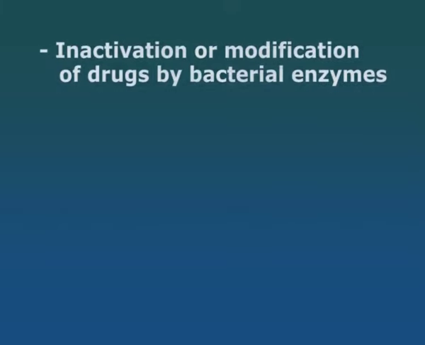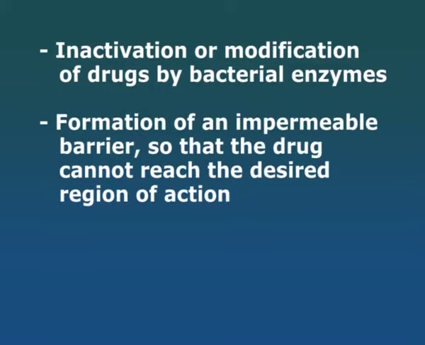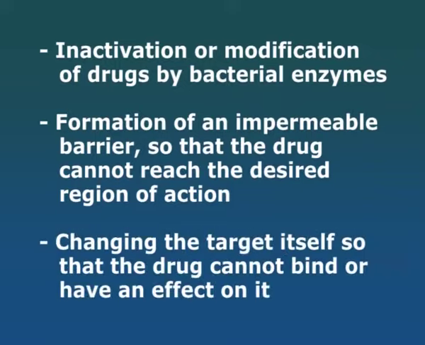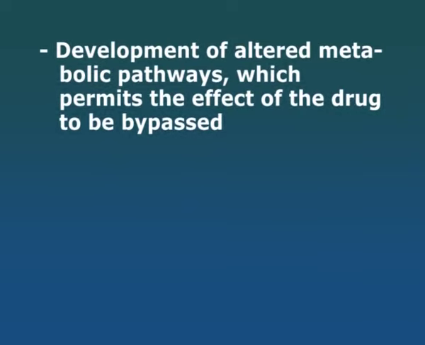The biochemical mechanisms of internal and acquired resistances are identical and can be explained as the result of one of the following four reasons. First, inactivation or modification of drugs by bacterial enzymes. Second, formation of an impermeable membrane so that the drug cannot reach the desired region of action. Third, changing the target itself so that the drug cannot bind or have an effect on it. And fourth, development of altered metabolic pathways which permits the effect of the drug to be bypassed.